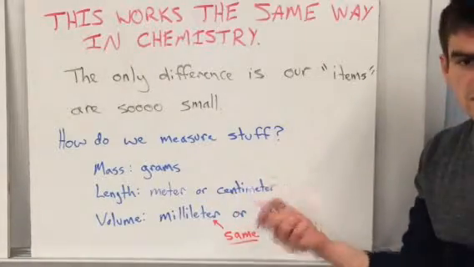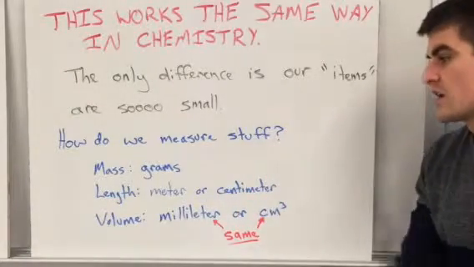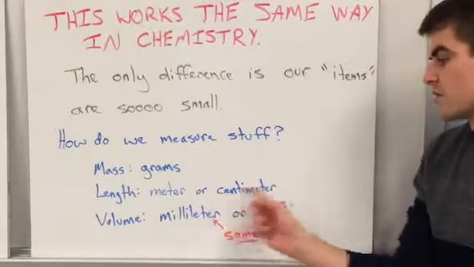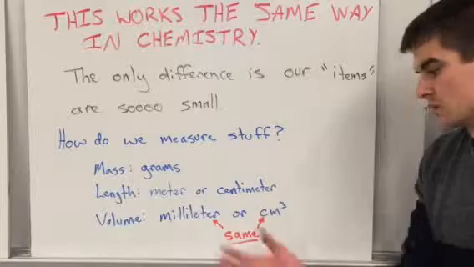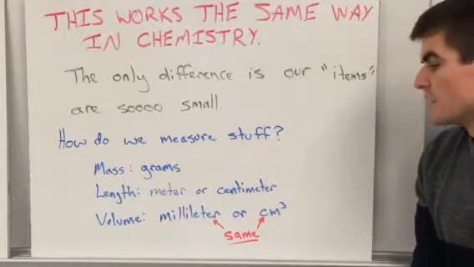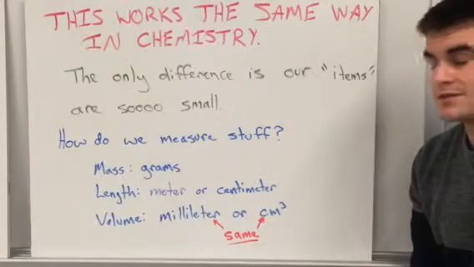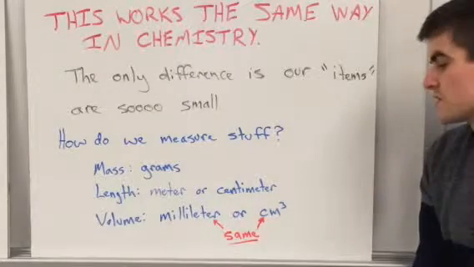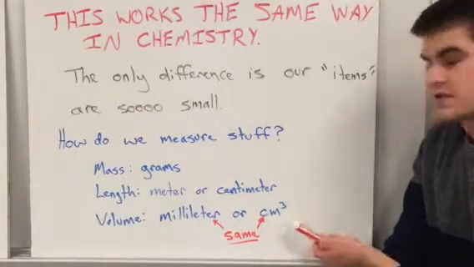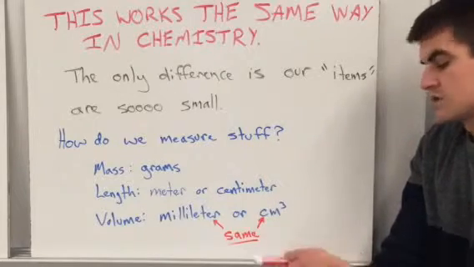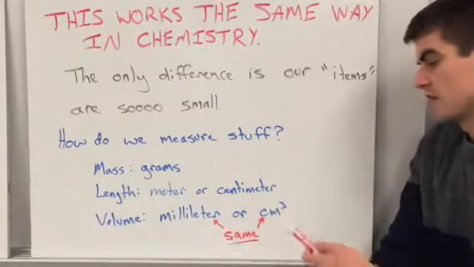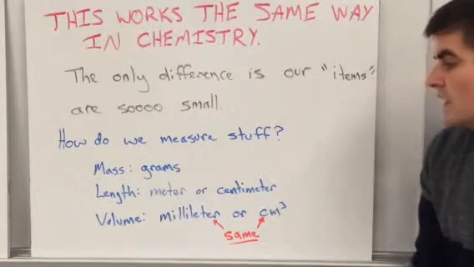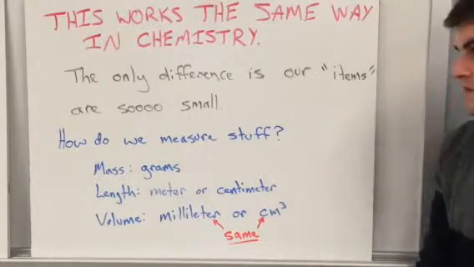So how do we measure stuff? In science class, we measure mass in grams. We measure length in either the meter or the centimeter, or all those other prefixes. And volume, usually we measure in milliliters. That's what all of our graduated cylinders and such are based on. Or centimeter cubed, which is the same. If I had 1 milliliter, that's 1 centimeter cubed, that's 1 cc. They're all the same thing.